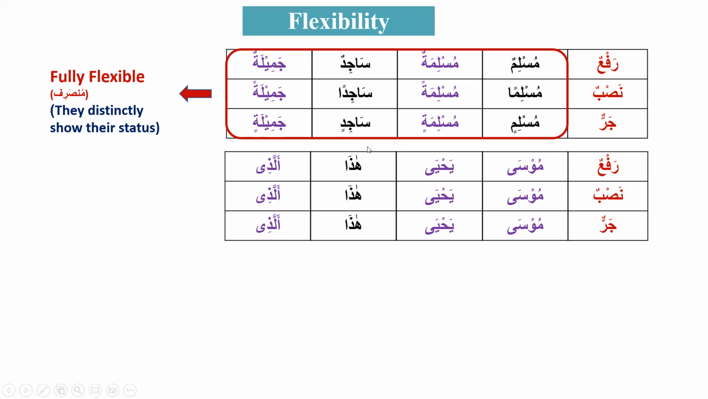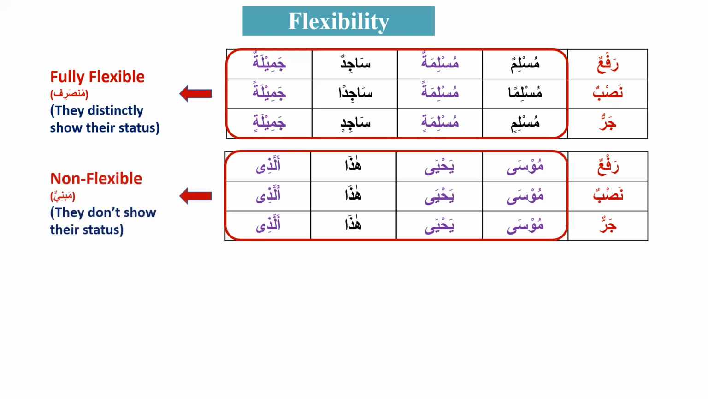So these words, they don't show their status. They don't tell their status. We have to depend on the other words in the ayah where these words are, to determine, to establish what the status is. So these types of words, we call them non-flexible. They don't have any flexibility in them. They don't change and they don't show their status.